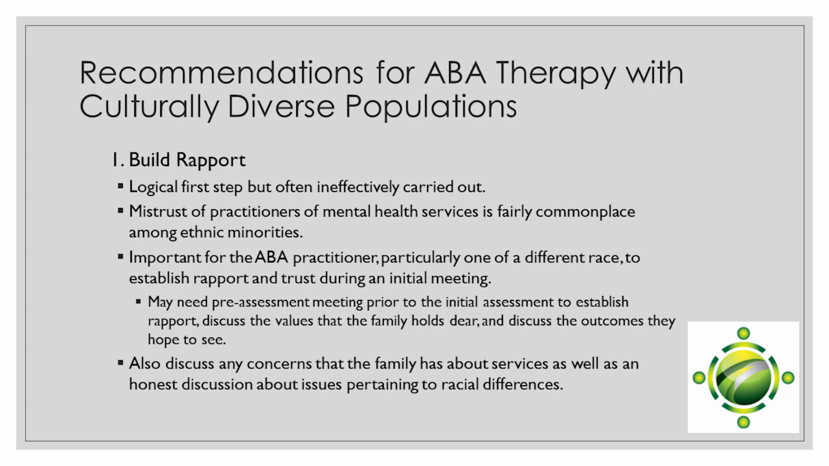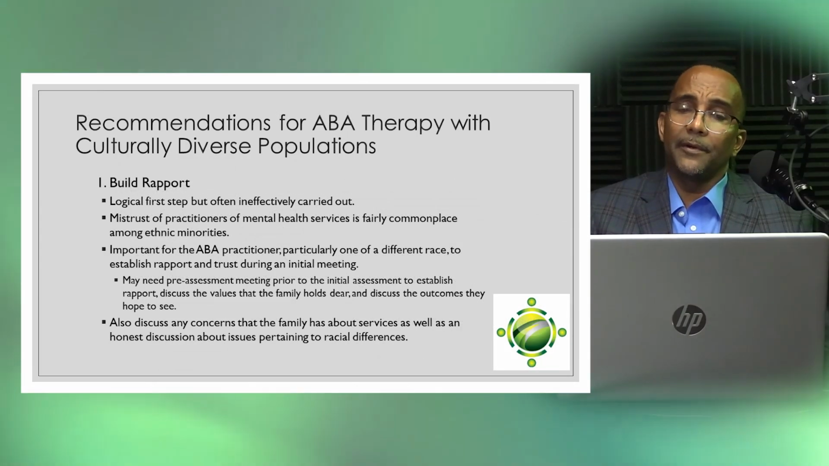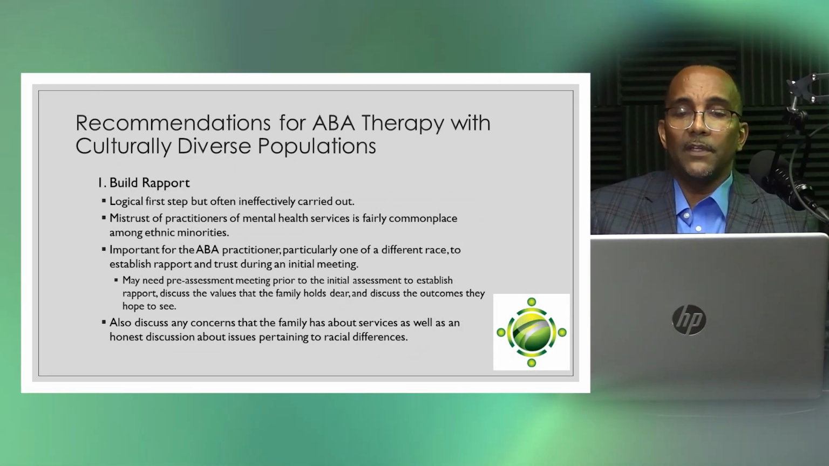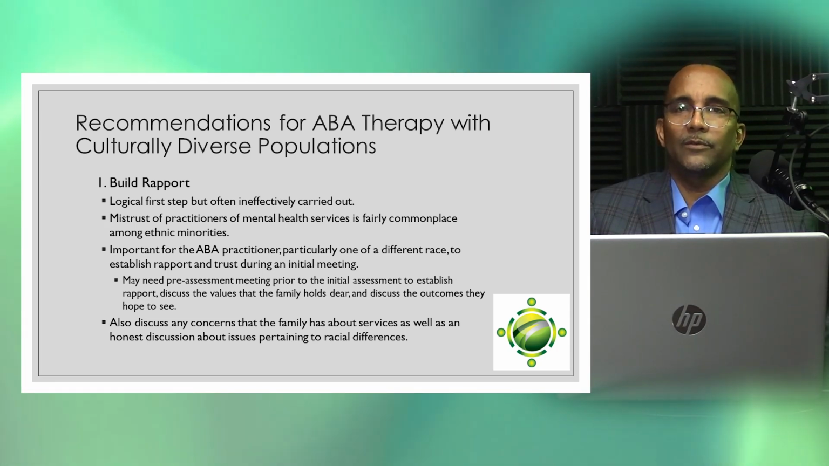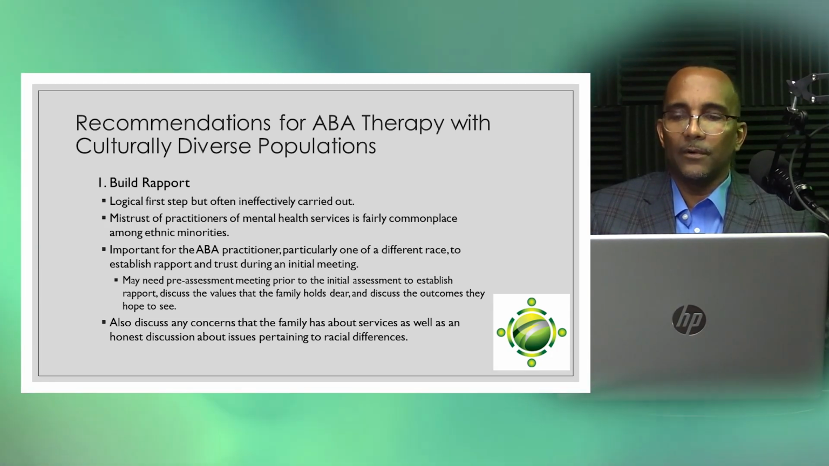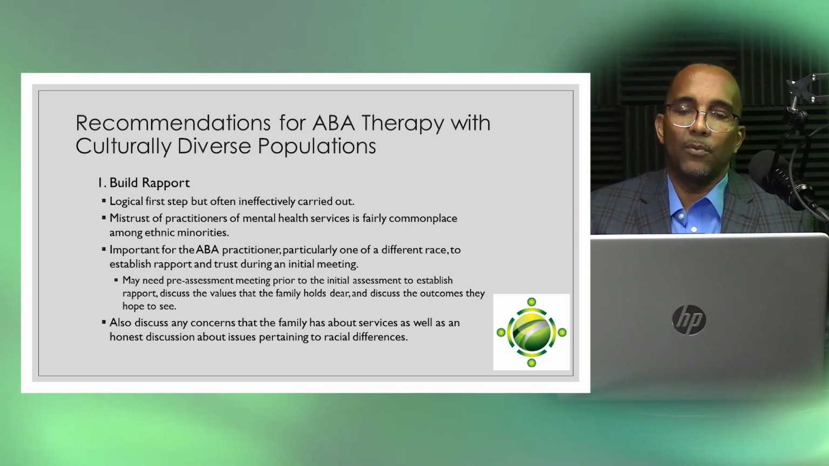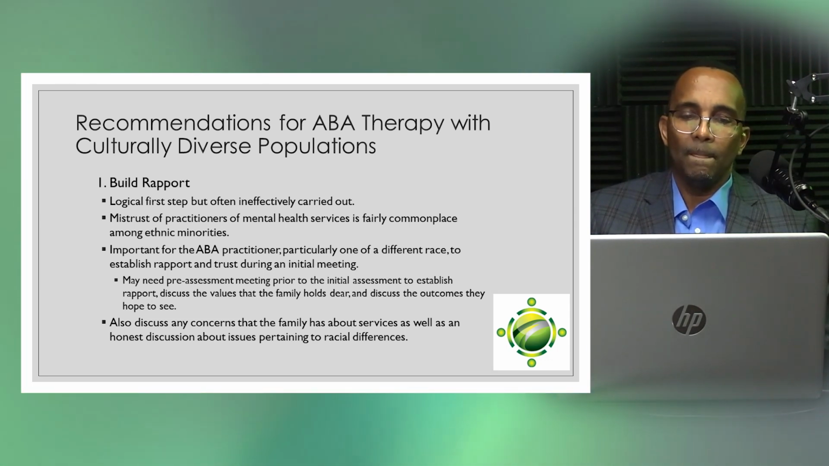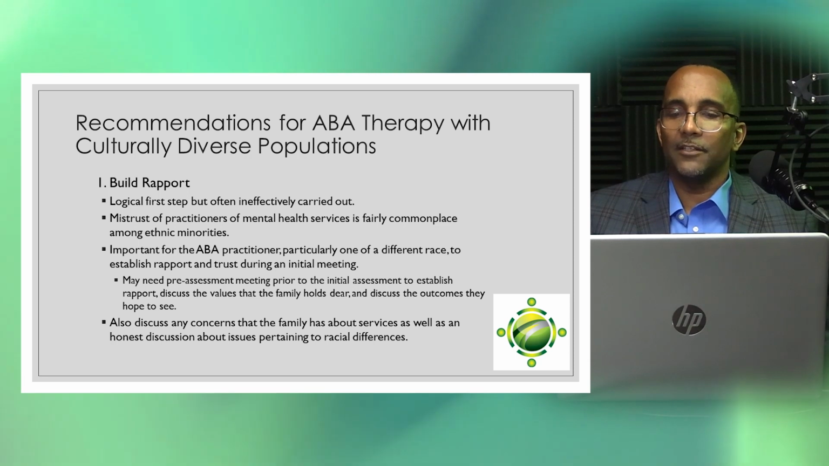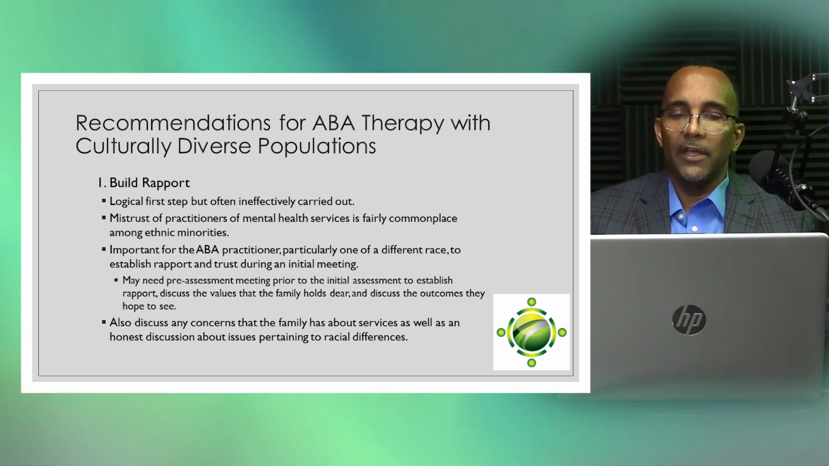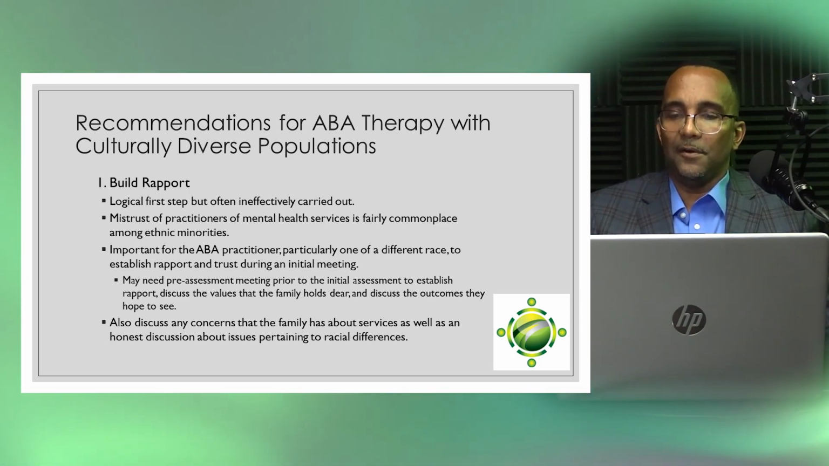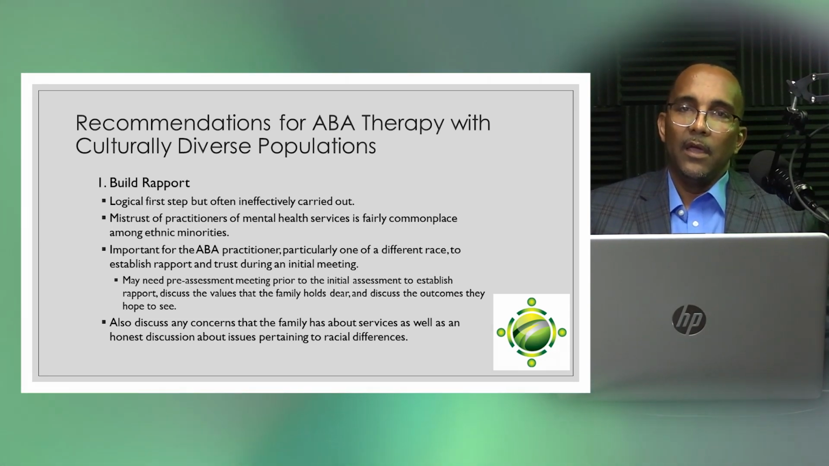So, recommendation number 1: build rapport. We talked about that a little earlier. The logical first step, but often ineffectively carried out. We miss the boat on this one sometimes quite a bit. We don't effectively build rapport. Mistrust of practitioners of mental health services is fairly commonplace among ethnic minorities. It's important for the ABA practitioner, particularly one of a different race, to establish rapport and trust in an initial meeting. You may need a pre-assessment meeting prior to the initial assessment to establish rapport, discuss the values that the family holds dear, and discuss outcomes they hope to see.